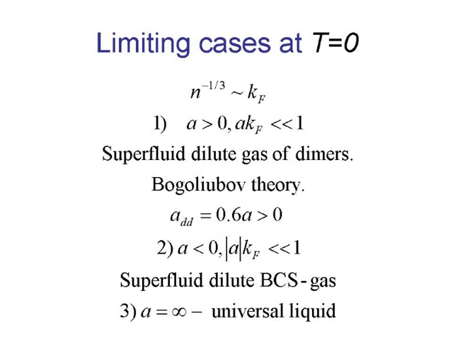In this case, all atoms are collected in molecules, and we have a superfluid gas of boson molecules. In this case, these molecules will produce Bose-Einstein condensation, and it will be a superfluid body. We have a very good theory, from 1947, which describes this system.